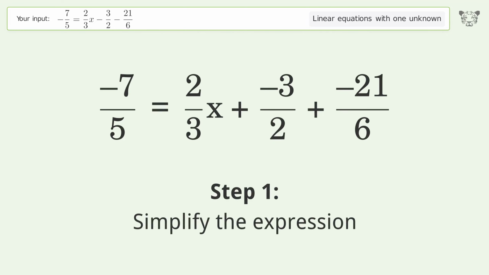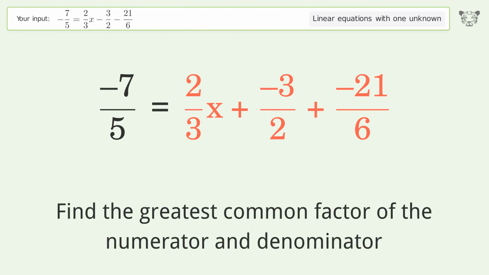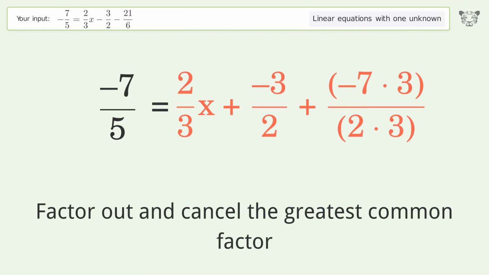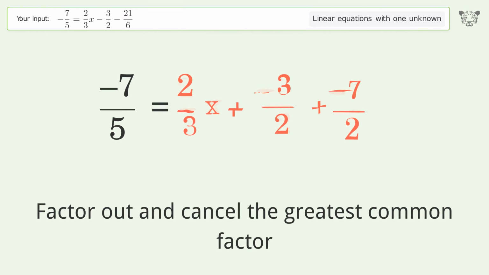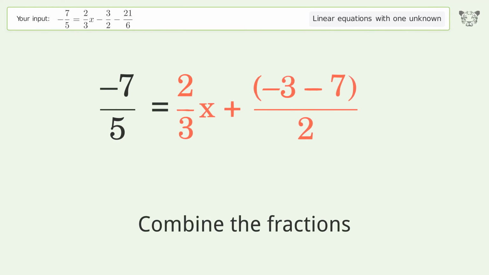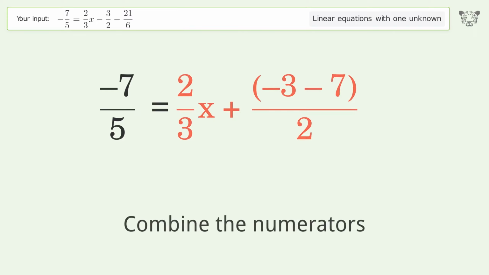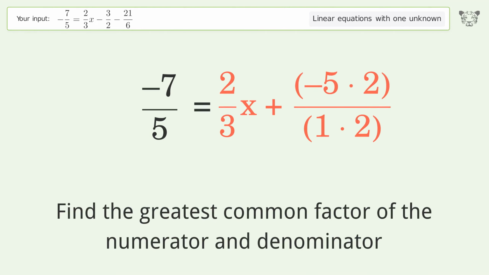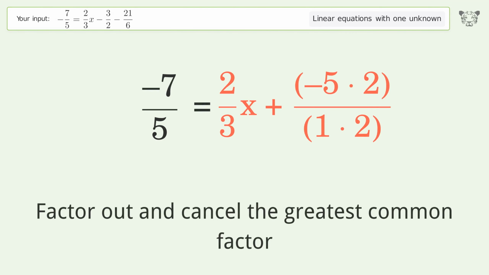Simplify the expression. Find the greatest common factor of the numerator and denominator. Factor out and cancel the greatest common factor. Combine the fractions. Combine the numerators. Find the greatest common factor of the numerator and denominator. Factor out and cancel the greatest common factor.